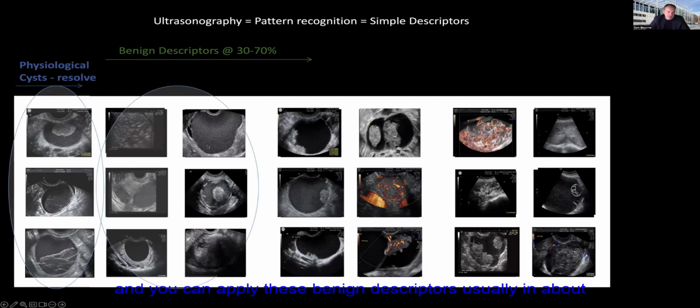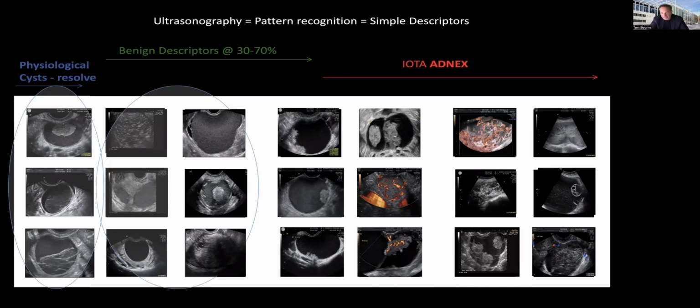And you can apply these benign descriptors usually in about 35% of cases, but it could be up to 70% of cases, depending on the population that you're studying. So if you're studying a low-risk population. And then the question is, what do you do if you can't apply the benign descriptors? And for those, I would argue you can use ADNEX, which Dirk Timmerman is going to talk about in a minute, or you might use subjective impression by an expert.